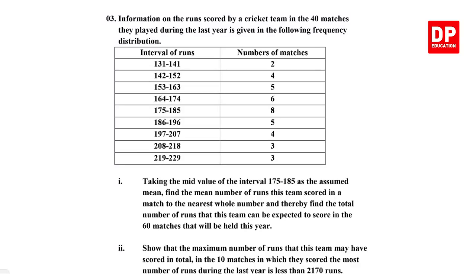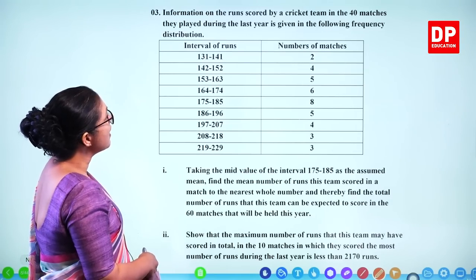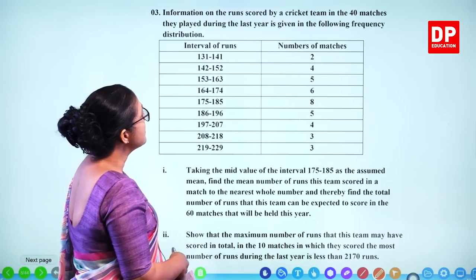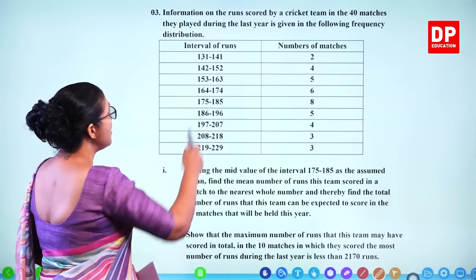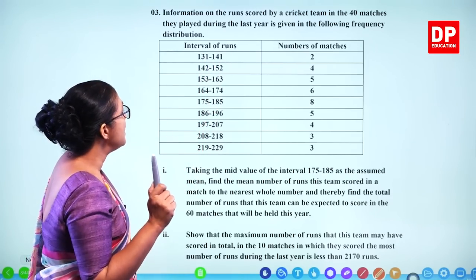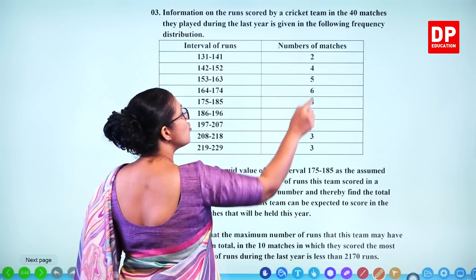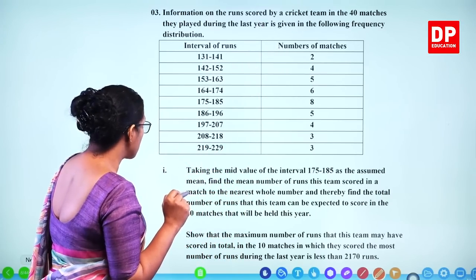Question number 3. This is a statistics question. Information on the runs scored by a cricket team in 40 matches they played during the last year is given in the following frequency distribution. Intervals are given. Here there's a gap in between numbers, so those are class limits. And the number of matches is given. So the total should be 40 because it's given 40 matches.